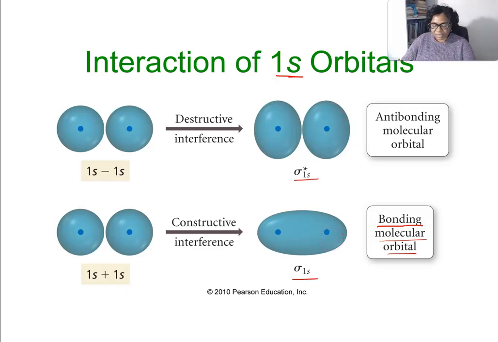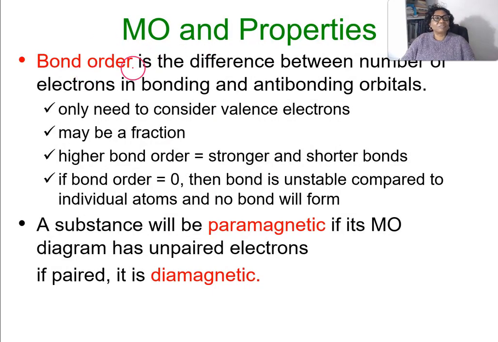Let's look at molecular orbitals and their properties. Bond order is the difference between the number of electrons in the bonding molecular orbital and the anti-bonding orbital. We only need to consider valence electrons. Bond order can be a fraction. Higher bond order means stronger and shorter bonds.